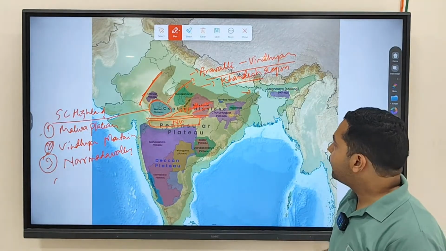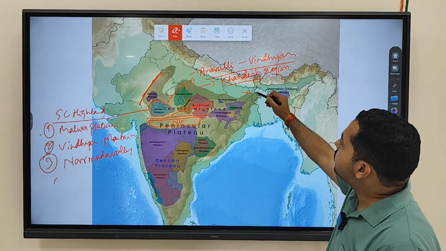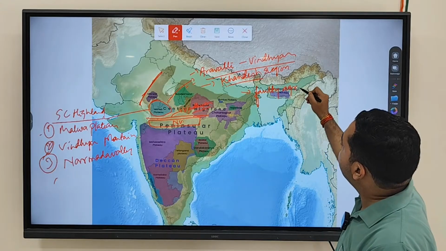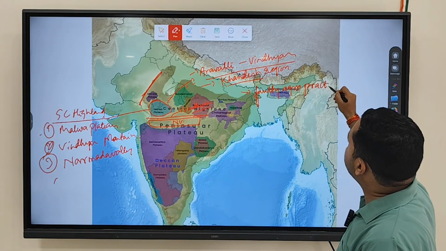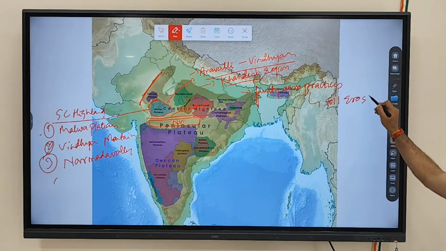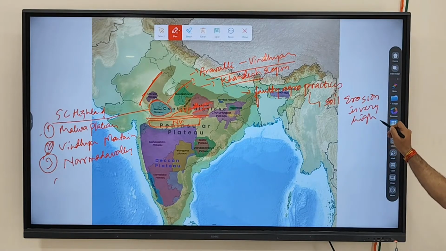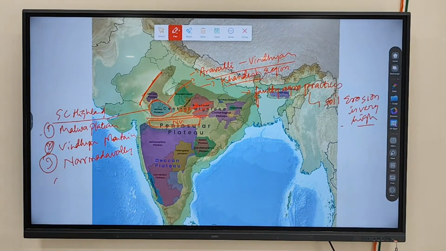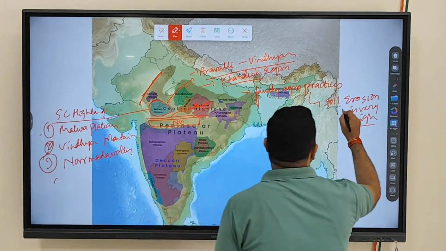Another important thing you have to keep in mind is this region is known for faulty agro practices. Faulty agro practices means soil erosion is very high in this region. Agricultural practices are not very good, and that is the reason soil erosion is very high. Clear? Now, because of soil erosion, what is happening? You are seeing badlands being created.